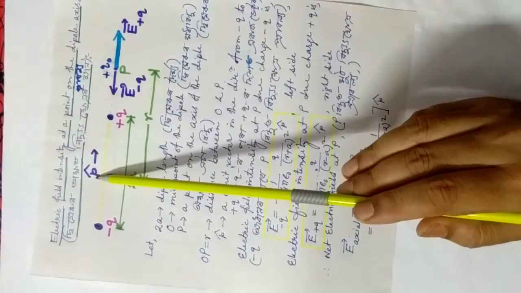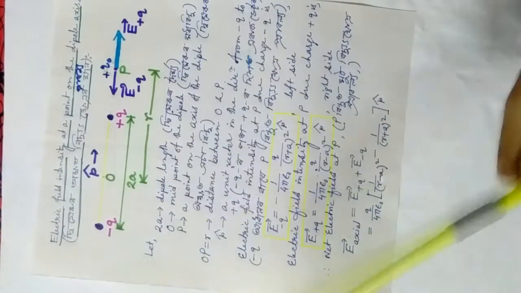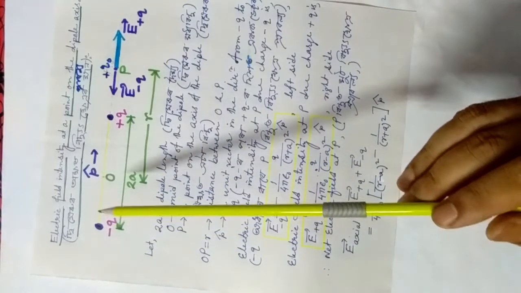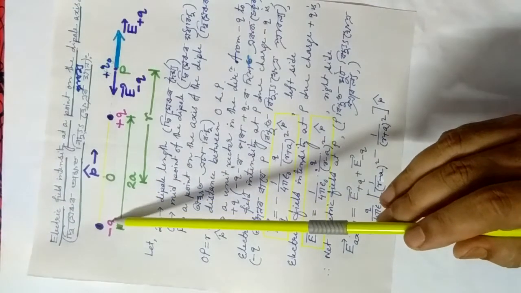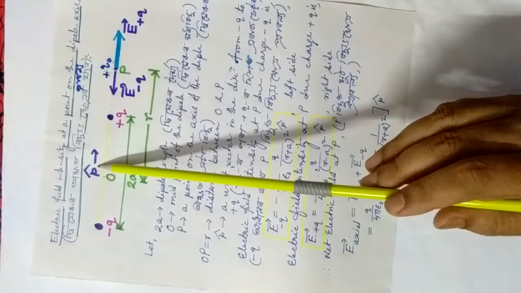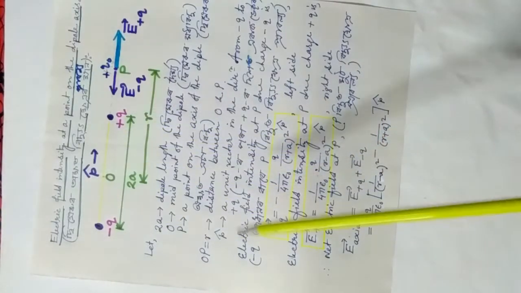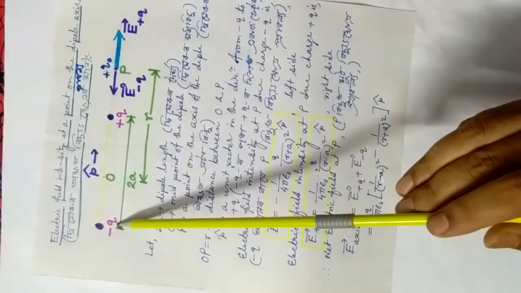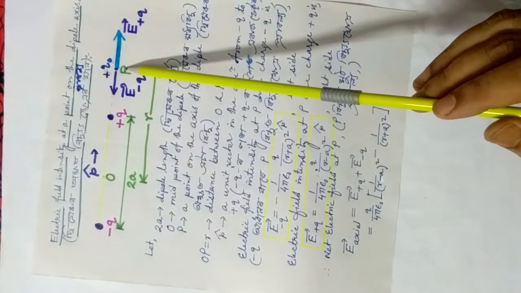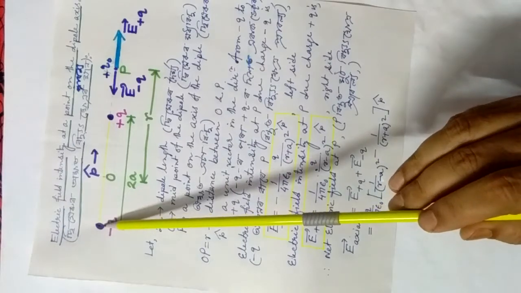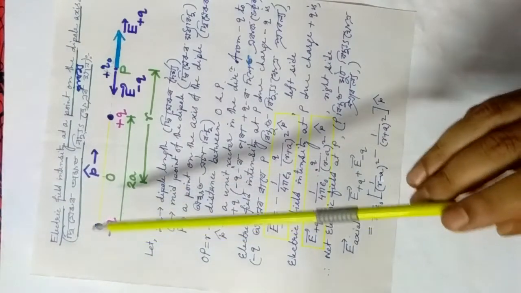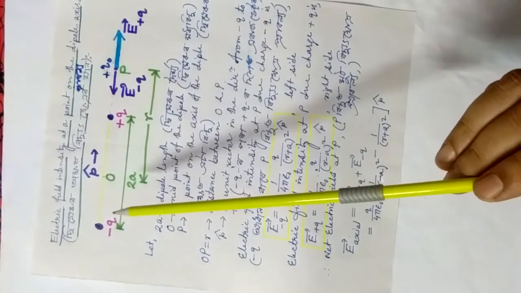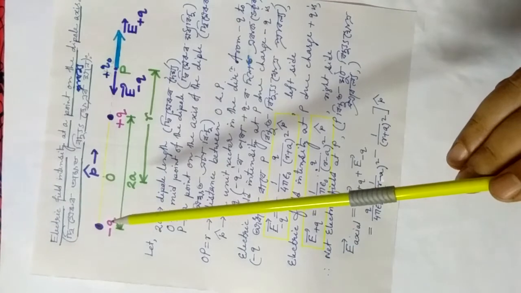Now p cap, this one you see. In the last video I discussed that any dipole has a direction from minus q to plus q. That is why p cap is a unit vector from minus q to plus q. Now, the electric field intensity at point P due to charge minus q. Due to this charge minus q, what will be the electric field intensity at P? This is a point charge, and in the last class we discussed that the electric field intensity at a point due to a point charge is E equals 1 by 4 pi epsilon naught times q by r square.